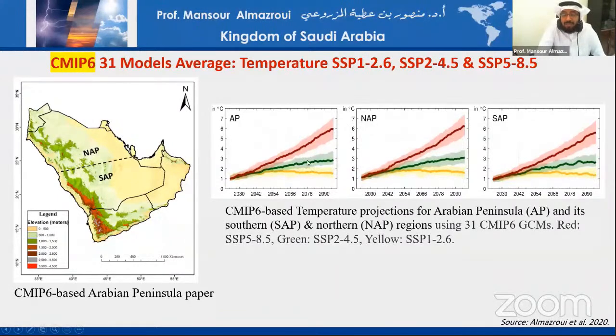And then this is the median scenario, and the shading part is showing uncertainty. I divided the region into North Arabian Peninsula and South Arabian Peninsula. But both of them showed this increase of temperature, although it is more in the North Arabian part, but it also shows this in the south.